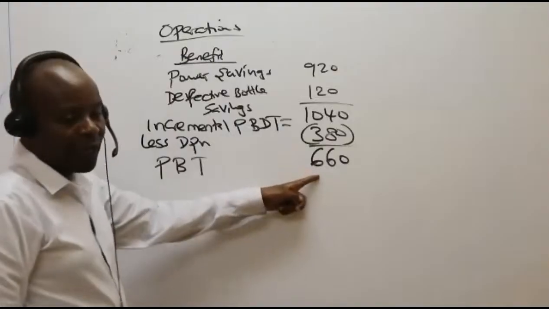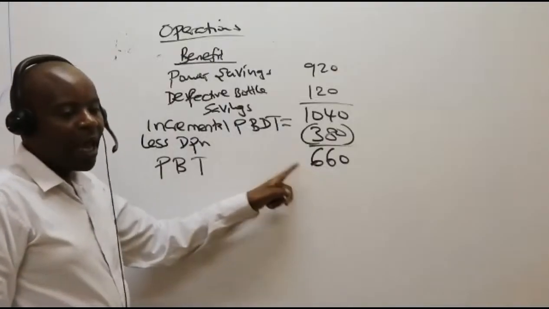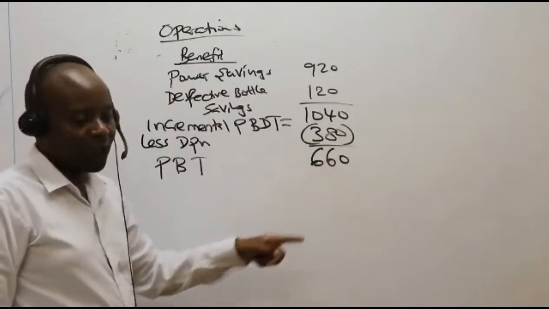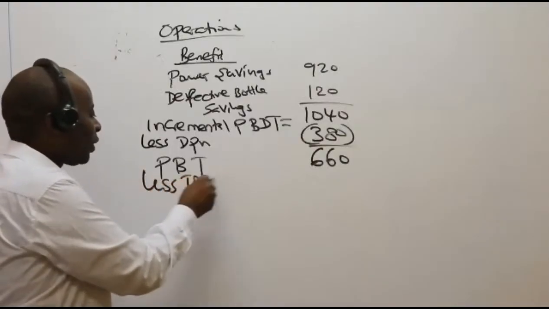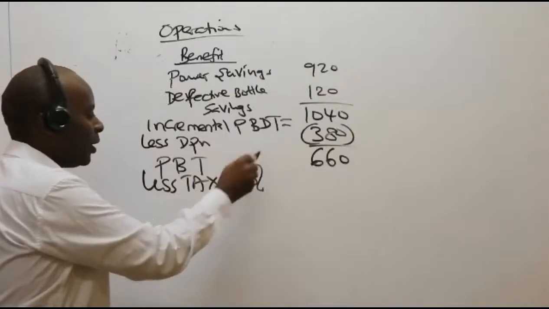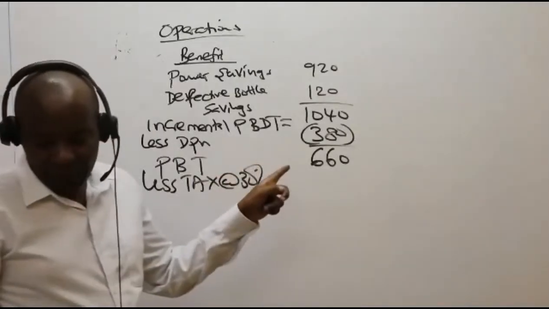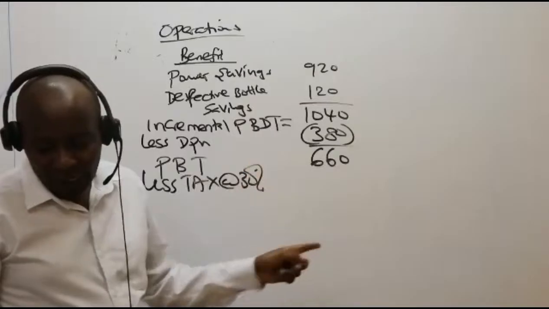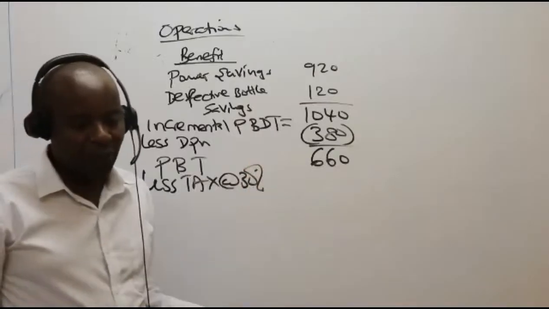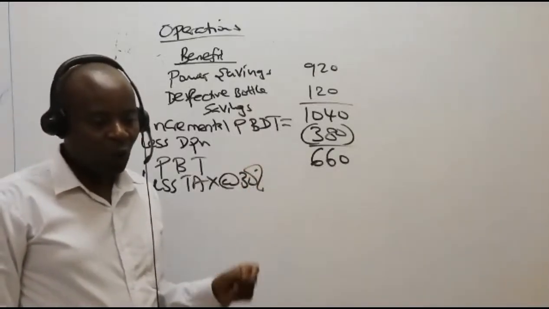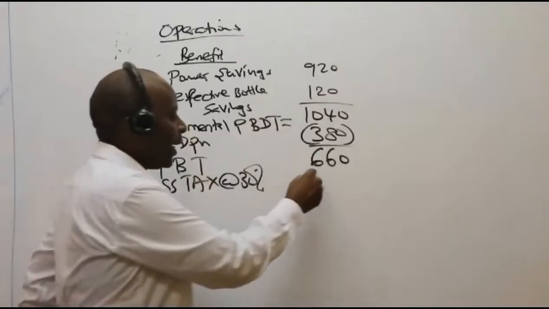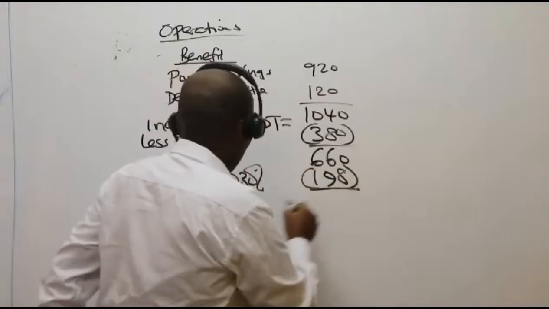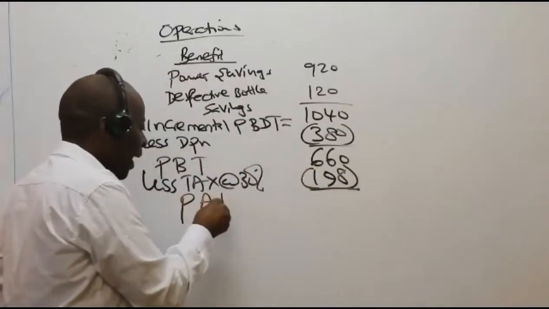Once I get this figure, ladies and gentlemen, straight away, I'm supposed to share this with the taxman. So come here and let's tax. Remember, they gave us a figure of 30%. So the taxman will get how much here, somebody? 198.